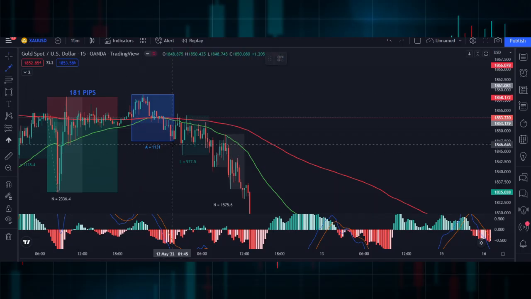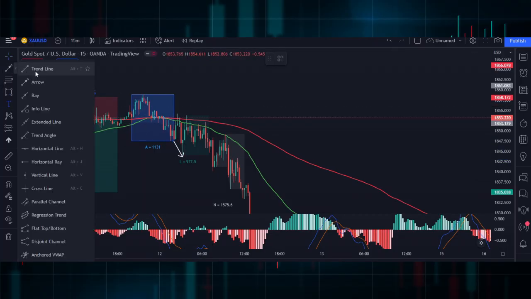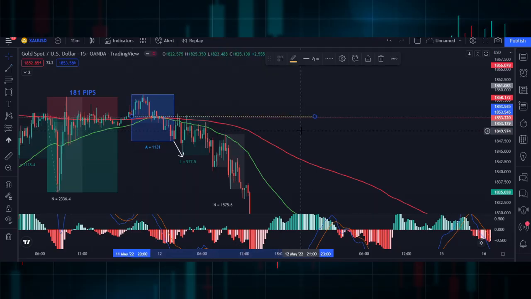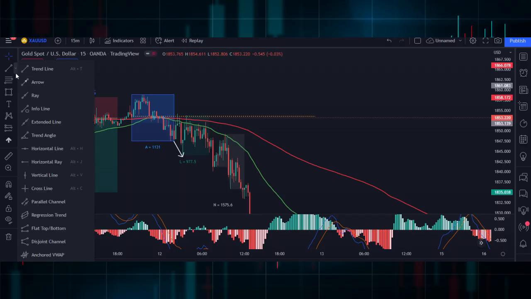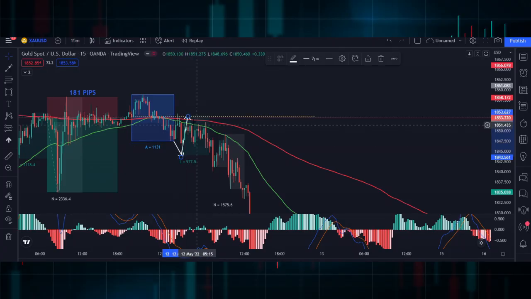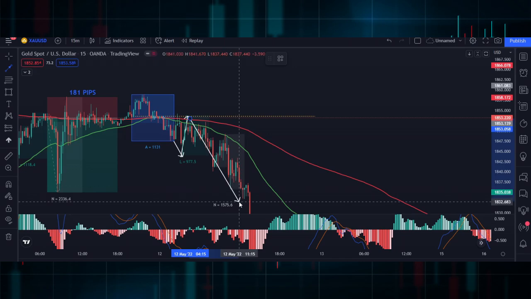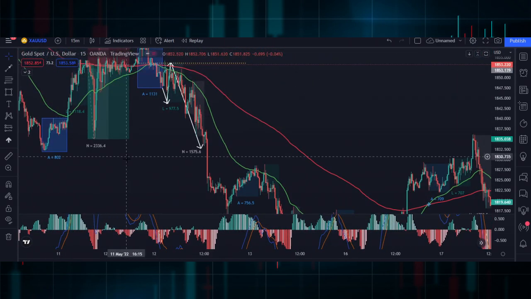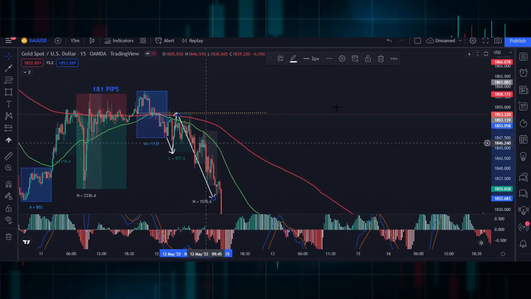If you look closely, you can see the price dropped below our Asian session box. Let's draw the middle of the Asian session box. Then price came up from below here up to the middle of the Asian session box right here before bouncing off and dropping for many pips. So let's see how many pips that was.